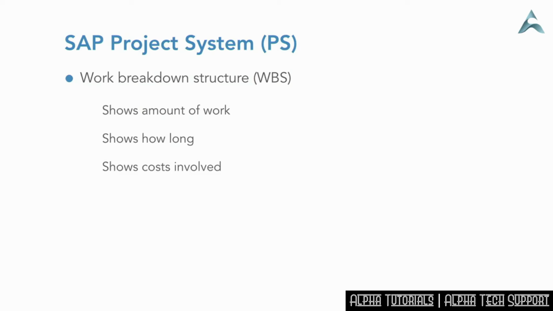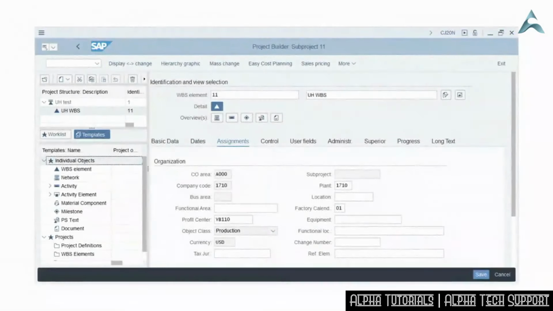Once work breakdown is calculated, it allows for other planning such as process planning, cost planning, scheduling, and date and capacity planning. Let's take a look at a small piece of the Project Systems module. This screenshot shows the Assignment tab of the Project Builder for Work Breakdown Structure element. In this case, it's number 11. The assignments of this element have designated the controlling area, the company code, the plant, and the profit center.